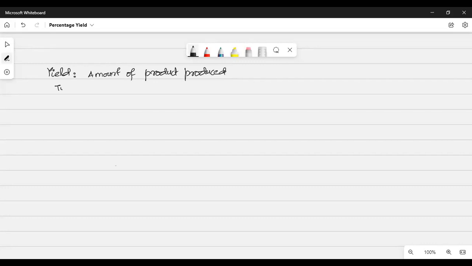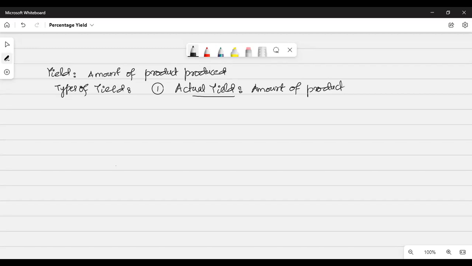And if I talk about types of yield, number one is actual yield. So what is actual yield? It is the amount of product produced after an actual reaction.